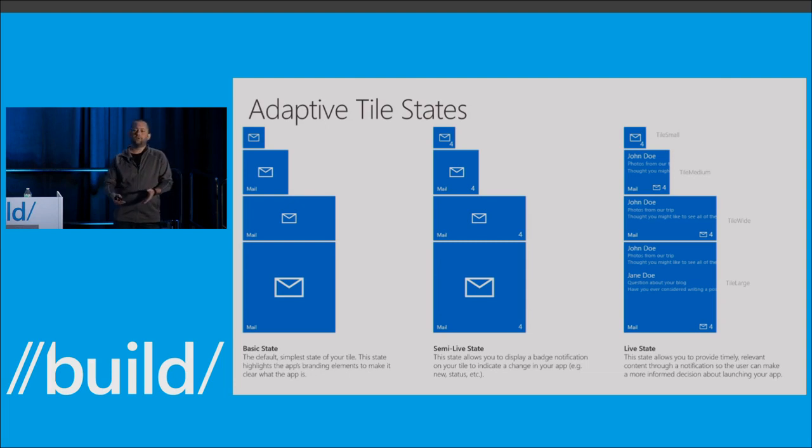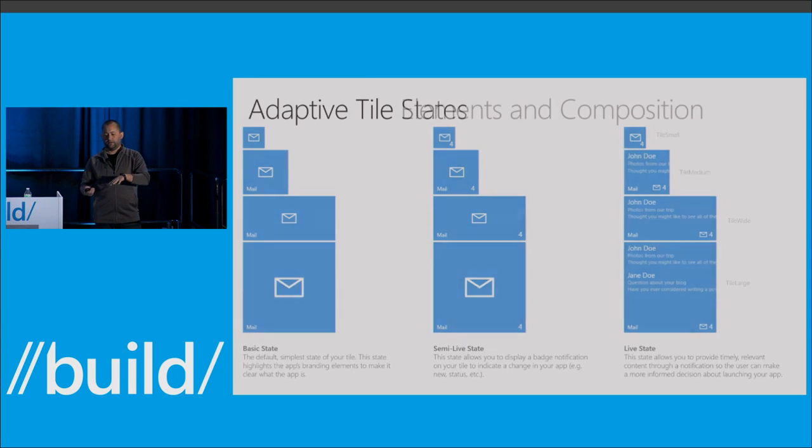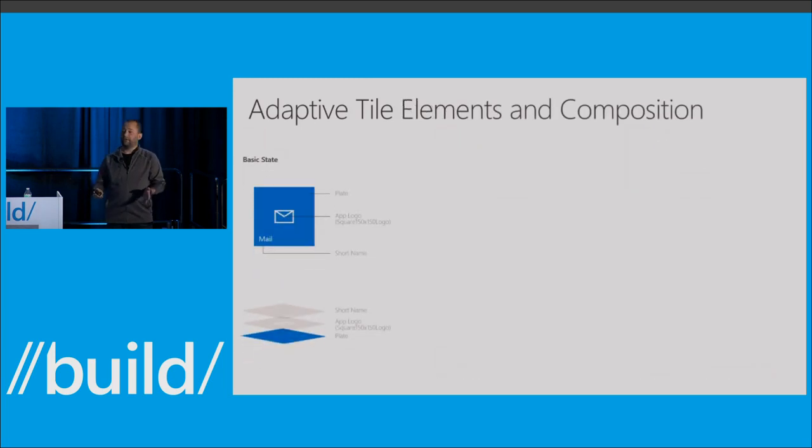To show you what that looks like in another view, I just have a slide that breaks it down into the layers that exist. Again, in the basic state of the tile, before you've done anything to it, you have the following layers. You have the plate, which is really just a fancy word for the background color. You have an app logo, out of your manifest, the square 150 by 150 logo that you have. And then you have the short name. This is really just the name that you've given your app in the manifest. Again, this is when you've done nothing to your tile. These are the layers that exist and how the system builds them up to show your tile.